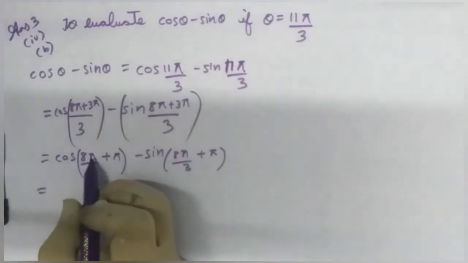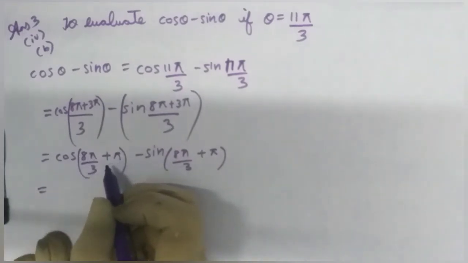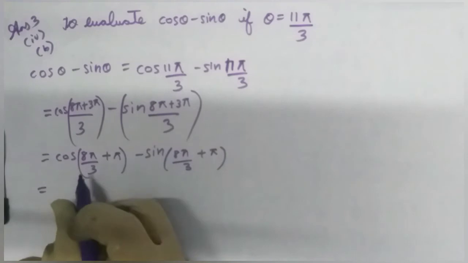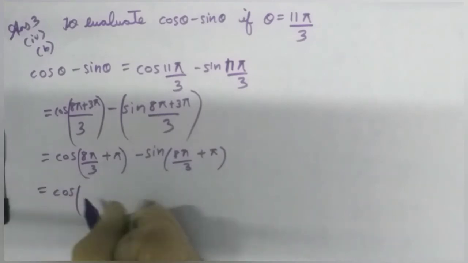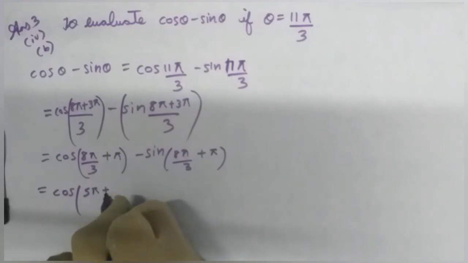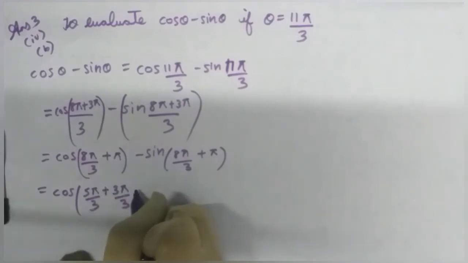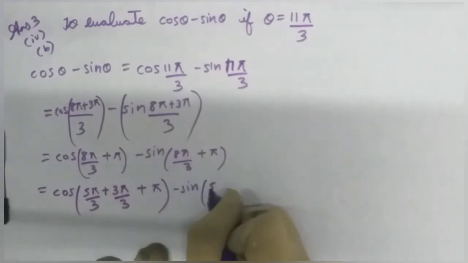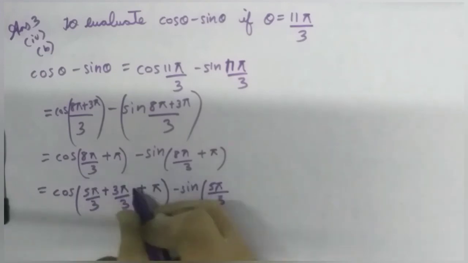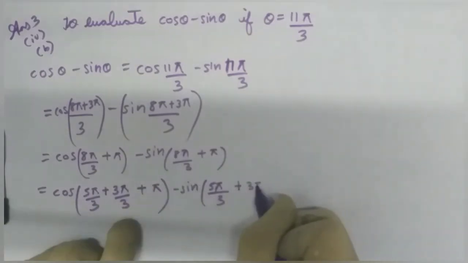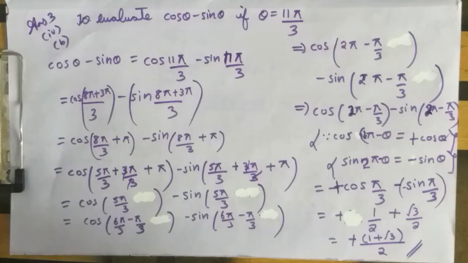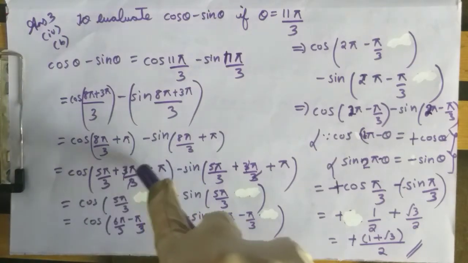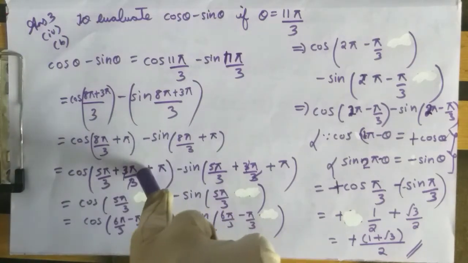So again split this cos 8 pi by 3. How to write this? 5 plus 3 is 8, right? So you can write this as 5 pi by 3 plus 3 pi by 3 plus pi, minus sine 5 pi by 3 plus 3 pi by 3 plus pi. Here I am having cos of pi plus pi is 2 pi. So cos 2 pi plus theta.